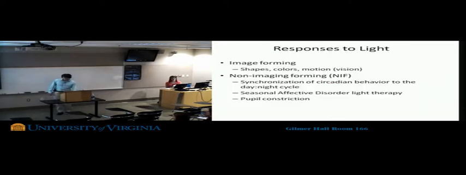All right, so you can categorize responses to light in 2 major ways. So first of all, there are image-forming responses to light, and this is how animals detect shapes, colors, and motion, and we call this vision. But there are also non-image-forming responses to light, and this includes, but is not limited to, synchronization of the circadian clock to the day-night cycle, light therapy for people suffering from winter depression, and also pupil constriction.